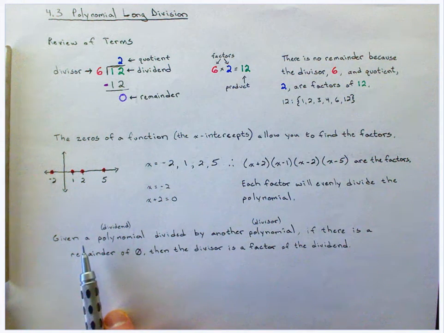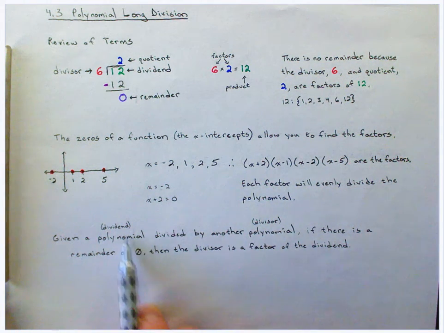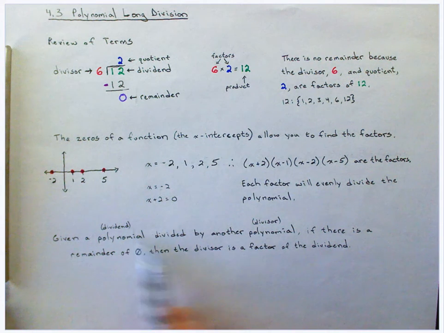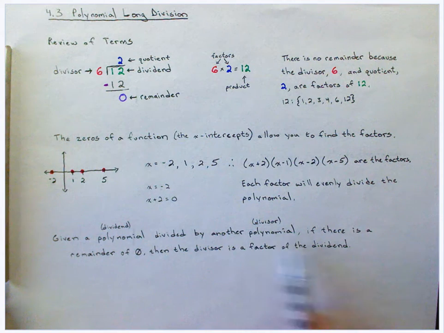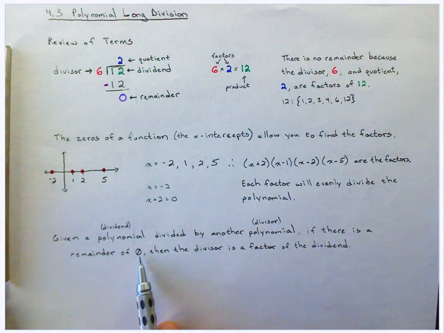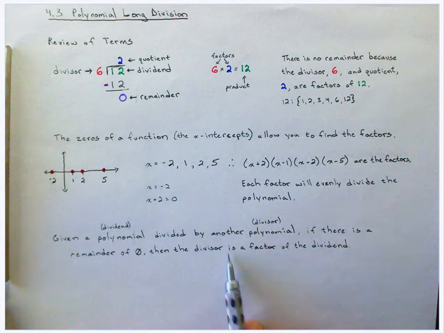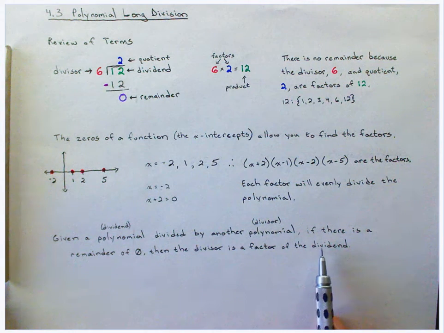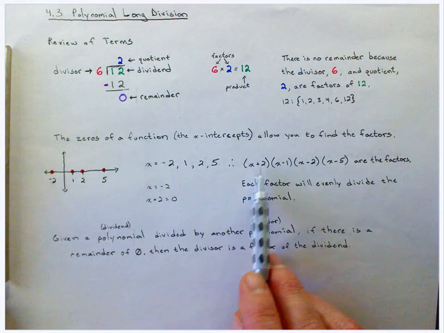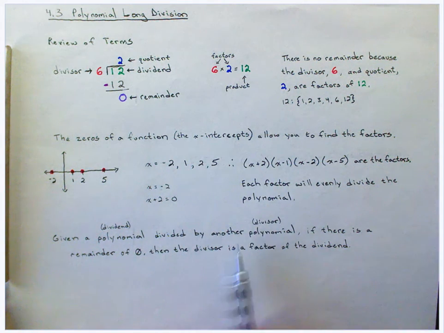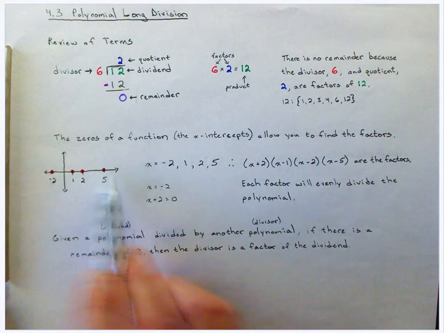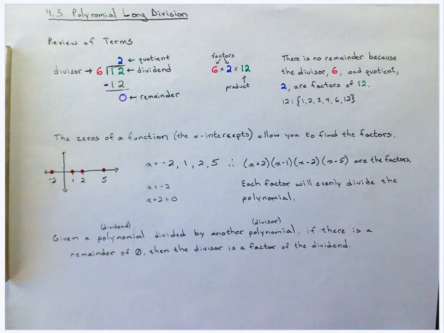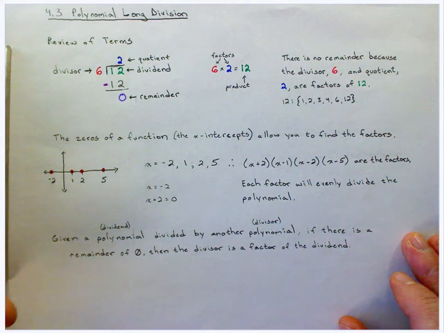So, given a polynomial, which we'll say is the dividend, divided by another polynomial, a divisor, if there is a remainder of 0, then the divisor is a factor of the dividend, meaning that x plus 2, being a divisor, would be a factor of this unknown polynomial. So let's take a look at that.